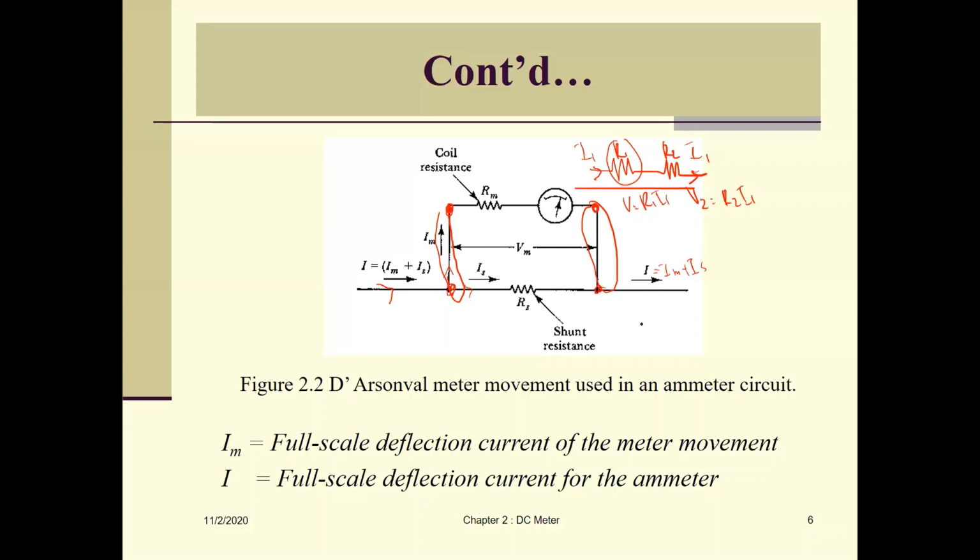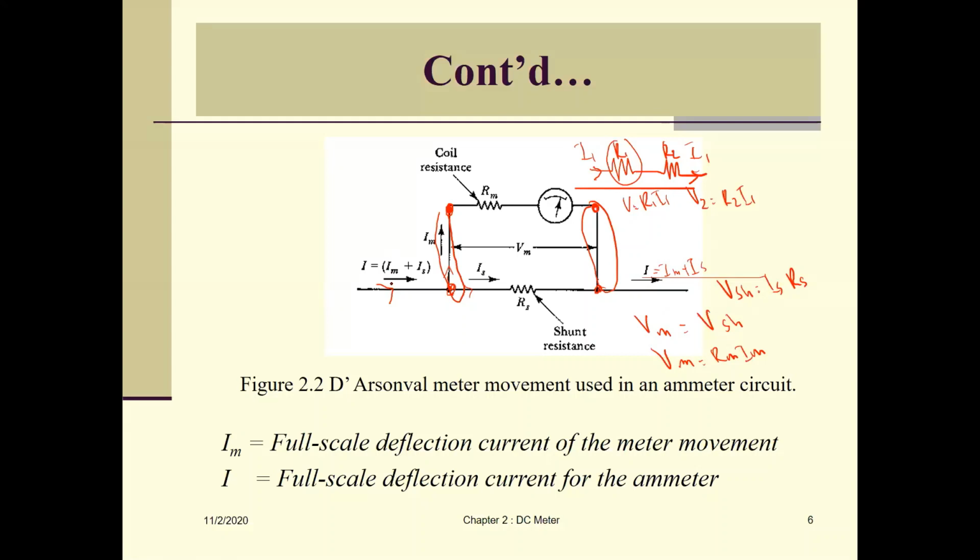That's why you can see the equation: Vm, for voltage here, equals V here. So to calculate, Vm equals Rm multiplied by Im. For Vsh, it is Is multiplied by Rs. So this is a fundamental for the ammeter. Make sure you remember this one.